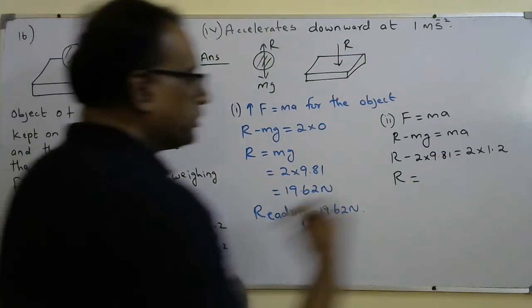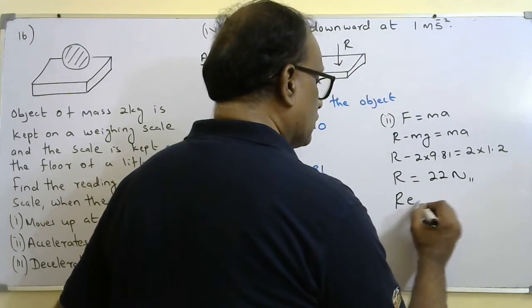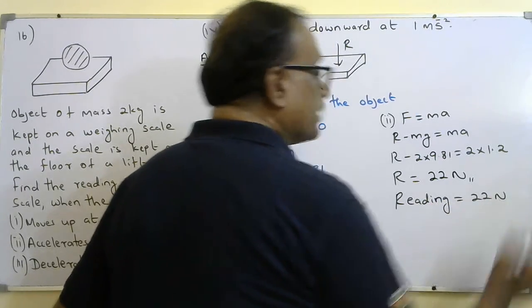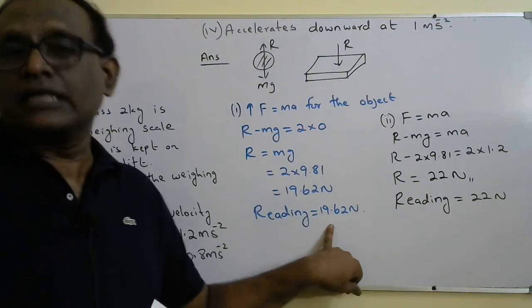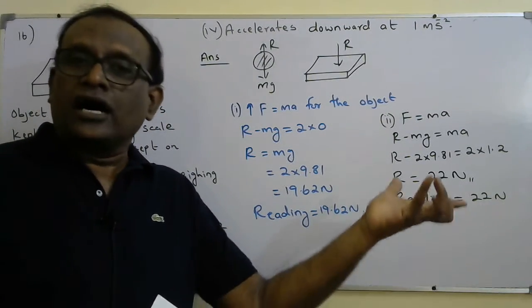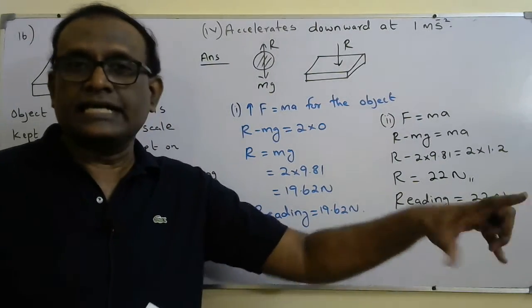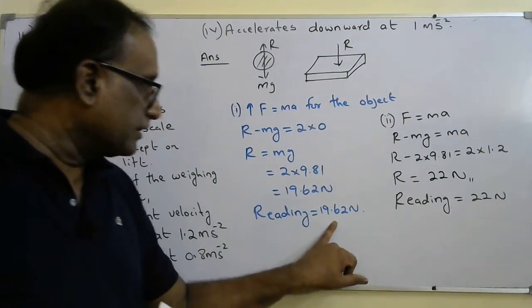22.02, I can say 22 Newton. So the reading is also 22 Newton. So when it accelerates up, the reading will become more than the weight. Remember that when you keep an object on a scale inside a lift, and the lift accelerates upwards, the reading will be more than the weight.